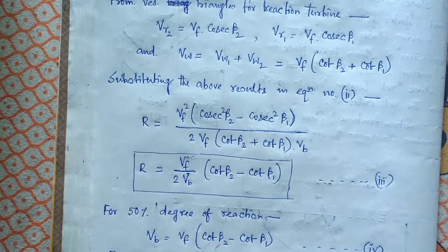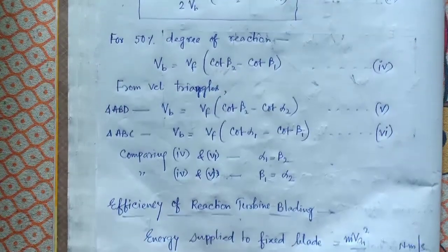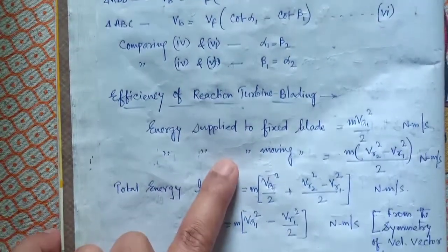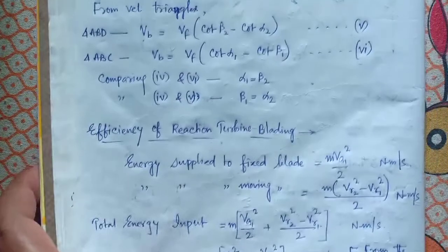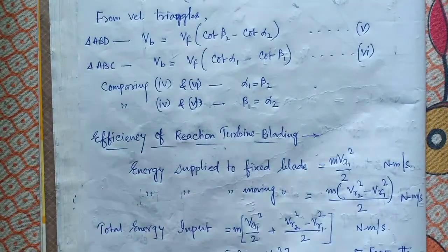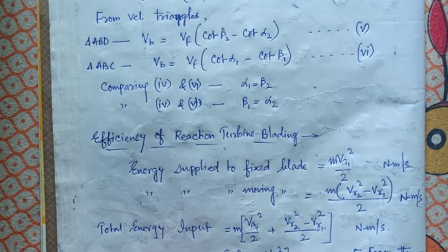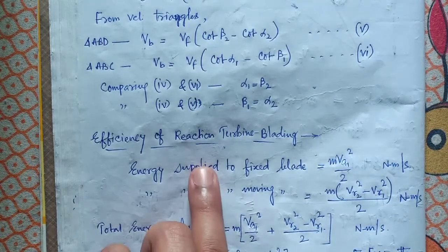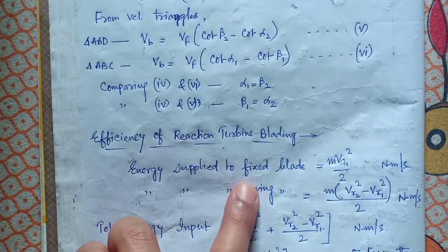Now come to a very important topic, the efficiency of reaction turbine blading. We need to know the efficiency of reaction turbine blading, as we did in the case of the impulse turbine. So here we need to know the expressions of efficiency of the reaction turbine in terms of the rho.